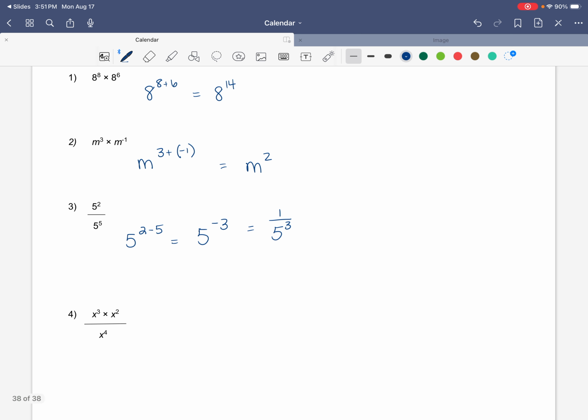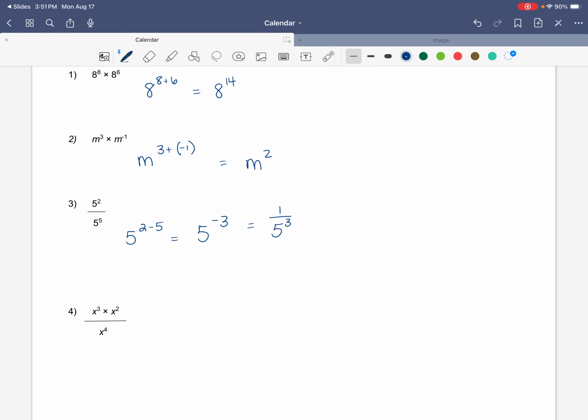All right, and then lastly, we kind of have 2 steps that are happening because we have multiplication on top and then we do have division as well. So I like to take care of the multiplication at the top by combining my x cubed times x squared. So I'm going to have x to the 3 plus 2, which is x to the 5th on top. And then I'm just going to keep what I had down here, so x to the 4th. Now I can subtract. So remember, it's top minus bottom. So I'm going to have x and then 5 minus 4. So I'm going to have x to the first, which is just the same as x as well. So you could have just written x instead of x to the first.